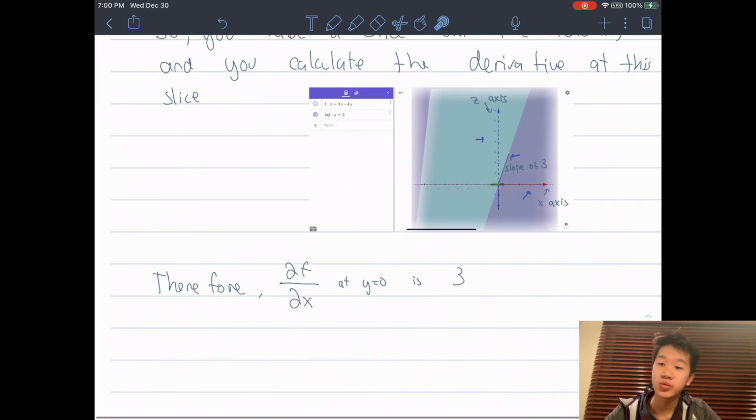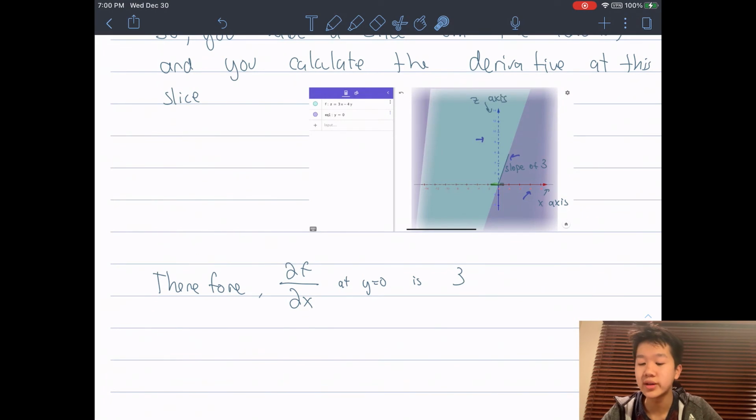Therefore, we say that del f over del x at y equals 0 is 3. Now similarly, if I kept y at another constant like y equals 2, you'll also see that it gives the same slope. So it gives a line. This is the intersection when you slice the function, and you'll see that it gives us a slope of 3 here.